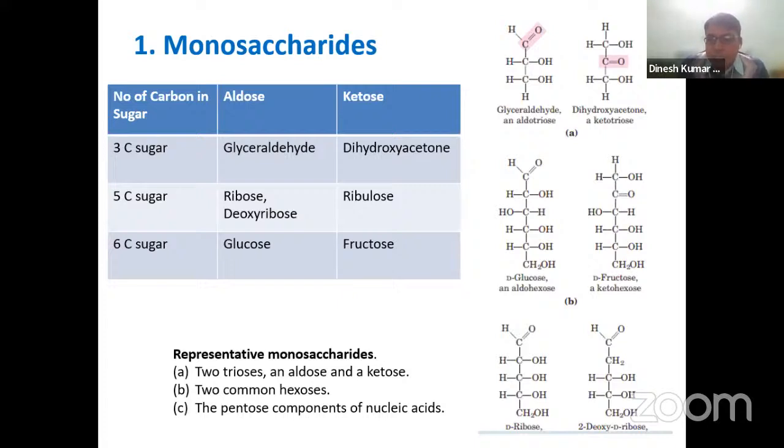So see the structure of these in part B. The aldose on the left hand side, glucose, has 6 carbons, and the aldehyde group is present at carbon number 1, CHO. And in fructose, the ketone group is present at carbon number 2, C double bond O. The rest are the same.